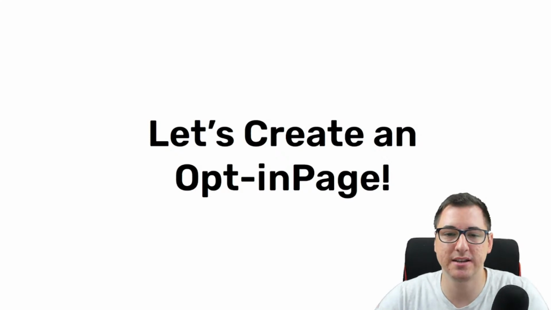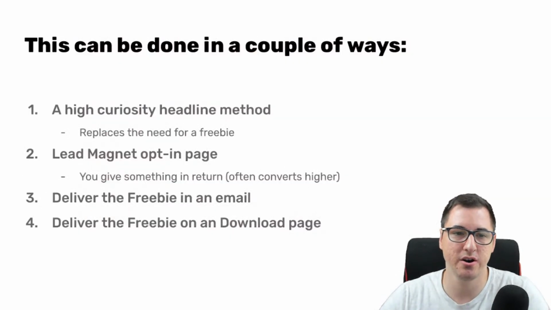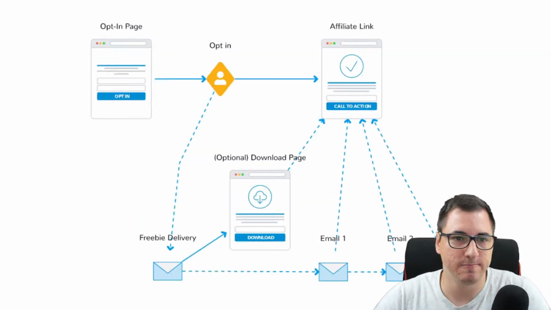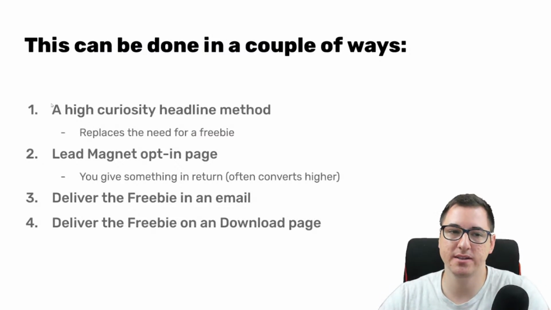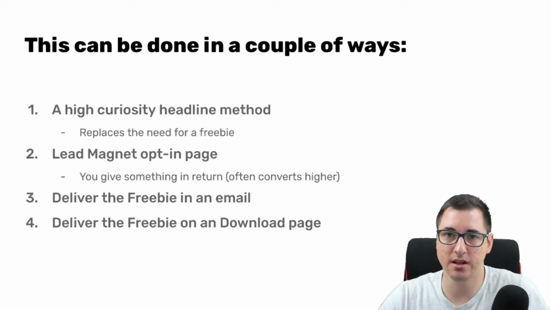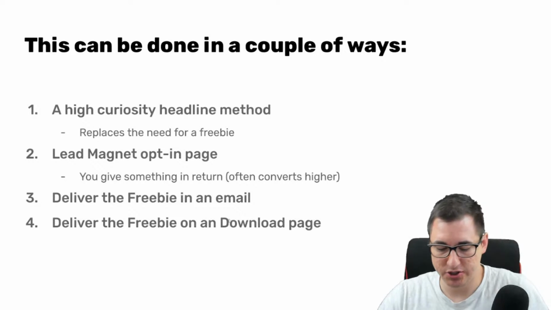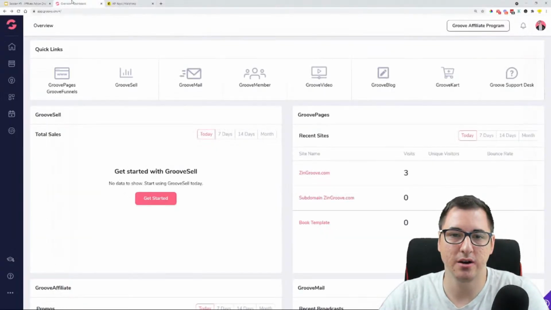So I talked about the different methods and I'm going to share them with you here. So these are the methods. These can be done in a couple of ways. First, the high curiosity headline method that doesn't need a freebie. I'm going to share with you how to do that. Then the next one is going to be with a freebie, and then we're going to be hooking up an email integration and also GrooveMail, so that I show you how it is done with these methods. So let's dive in and let me show you how to do that.